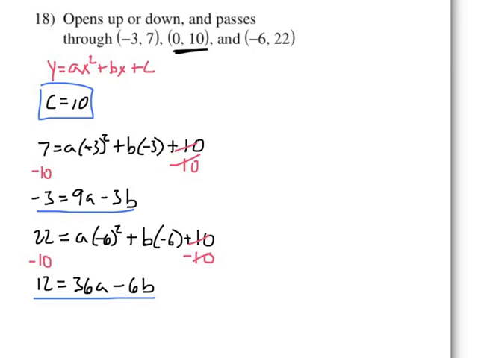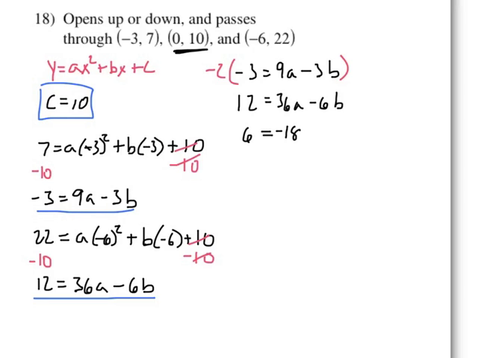So we now use elimination to solve for A and B. So we've got -3 equals 9a minus 3b, and 12 equals 36a minus 6b. How are we going to make one of our coefficients opposites so that either the a or the b go away? Multiply by -2. Multiply the top one by -2, because then what happens is we get 6 equals -18a plus 6b.